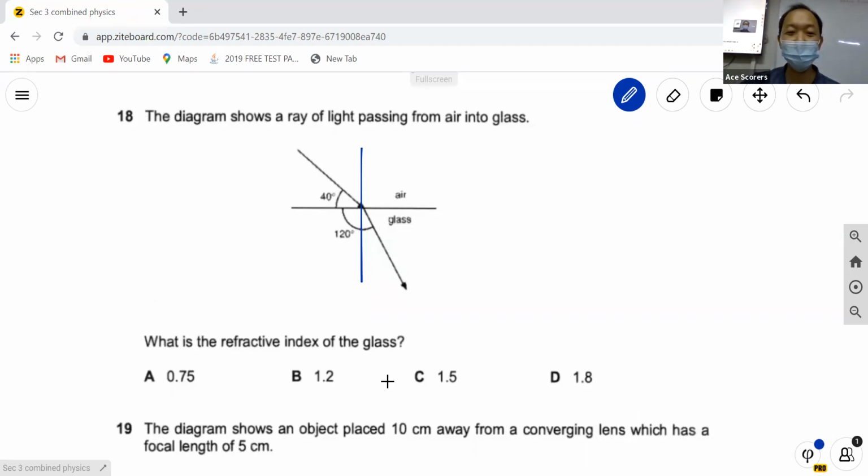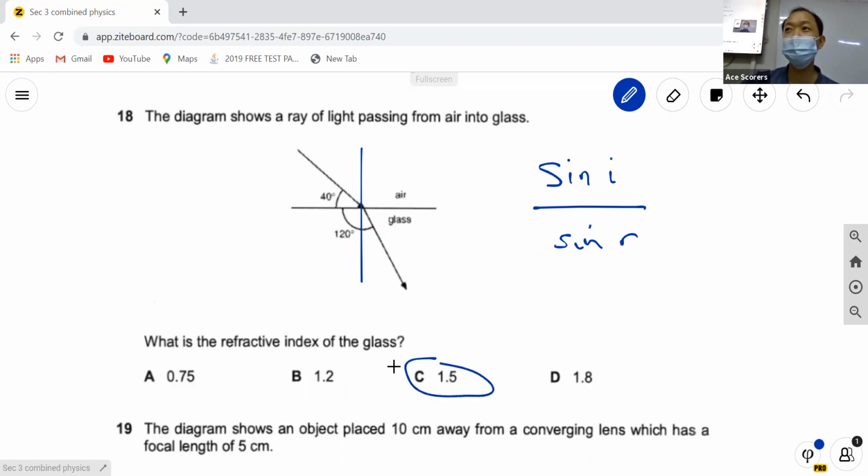What formula do you use? You can't remember? I think I'm familiar with refractive index. Refractive index is sine i over sine r. The answer is correct, right? But why is it correct?